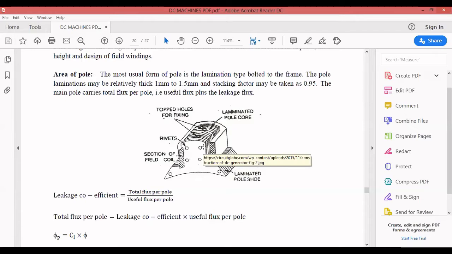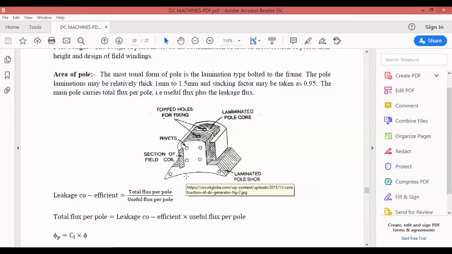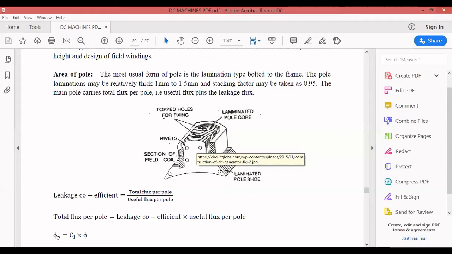Each lamination will be insulated and bolted. You can see here there are around 6 bolts, 4 here and 2 here. The pole lamination may be relatively thick, 1 mm to 1.5 mm, and the stacking factor may be taken as 0.95. Stacking factor is nothing but the net iron part, and the remaining 0.05 goes for insulation. The main pole carries the total flux per pole, the useful flux plus a leakage flux.